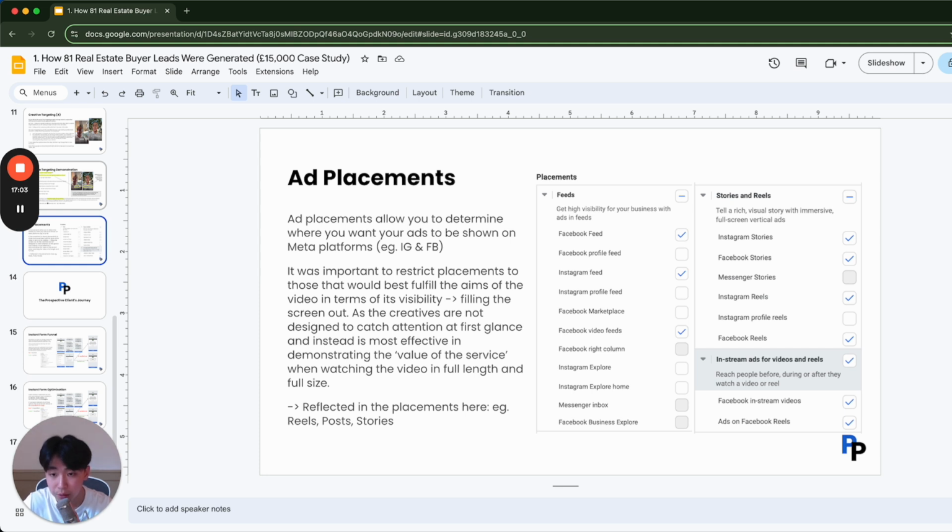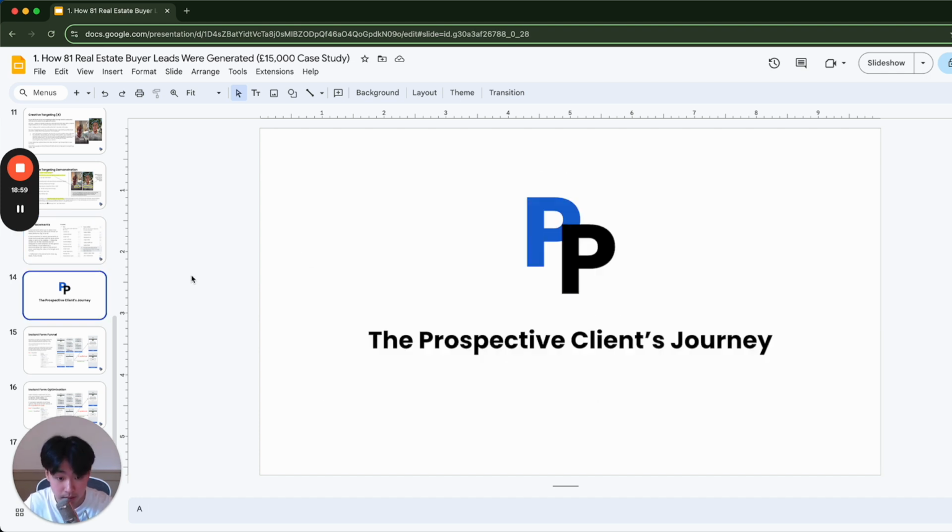Cool, let's now go through ad placements. So ad placements allow you to determine where you want your ads to be shown on Meta platforms, for example, Instagram and Facebook. It was important to restrict placements to those that would best fulfill the aims of the video in terms of visibility, filling the screen out, as the creatives were not designed to catch attention at first glance and instead were most effective in demonstrating the value of the service when watching video in full length and full size. So yeah, this is reflected in the placements here, for example, the reels, posts and stories that were only selected.